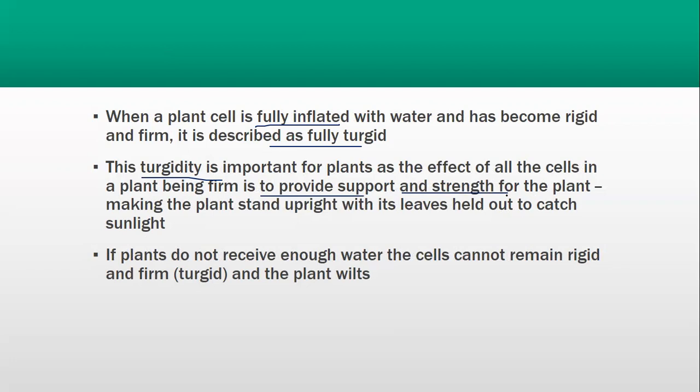Let's say plant stiff कब रहेगा? When would the plant remain straight? When the cells would be firm, when the cells would be turgid, when the cells would be hard and rigid. If plants do not receive enough water, the cells cannot remain rigid, and the plant would wilt. Wilt का क्या मतलब होता है?